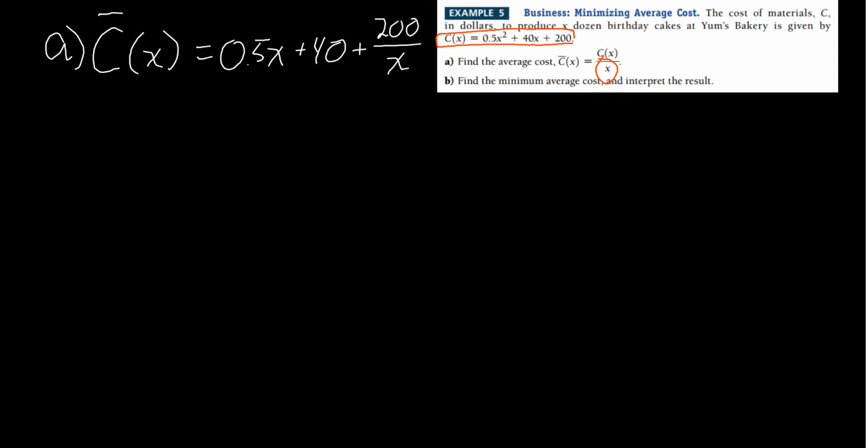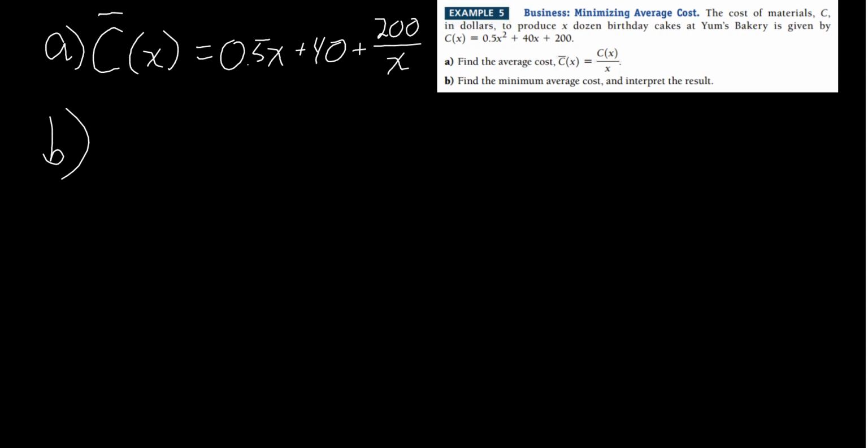So my function is going to be C bar of x. I'm just dividing every one of these terms by x, so it's going to be 0.5x plus 40 plus 200 over x. That's it. It literally just told us what we had to do: just divide by x. Part B gets a little more complicated, but not abundantly so, because it's stuff we have done in this section so far. We want to find the minimum average cost and interpret the results.